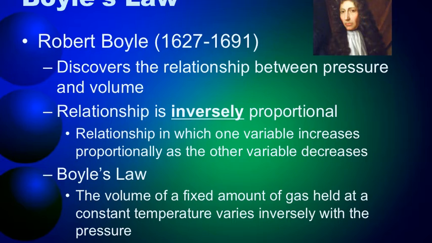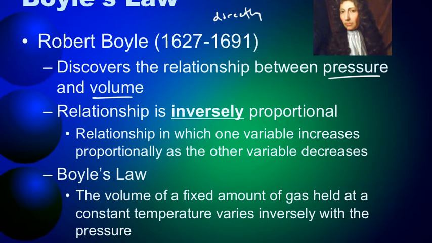The first one is called Boyle's Law. It's named after Robert Boyle, who was an Irish scientist living in the 1600s. He's going to discover a relationship between pressure and volume. And he discovers that that relationship is inversely proportional. Now, there's 2 types of relationships. There's inversely proportional, and there's directly proportional, which we'll see here in a few minutes. Okay, those are the 2 types of relationships.